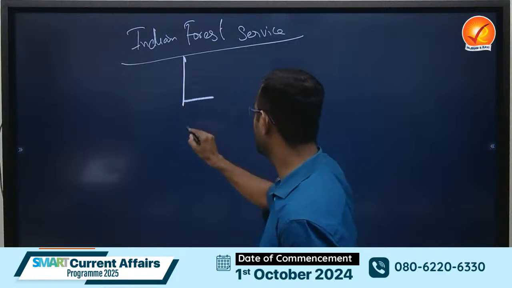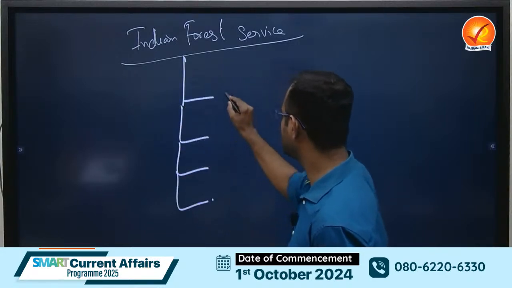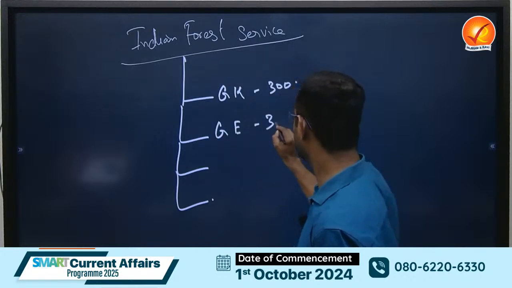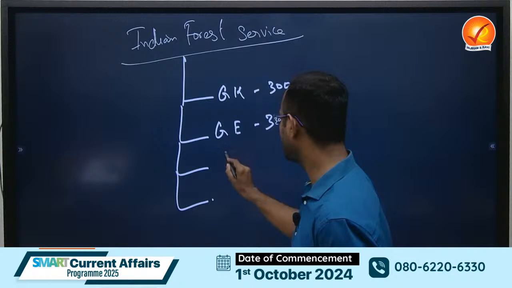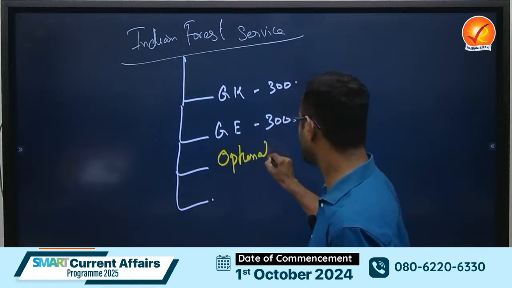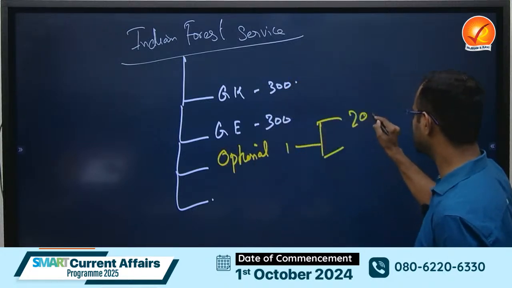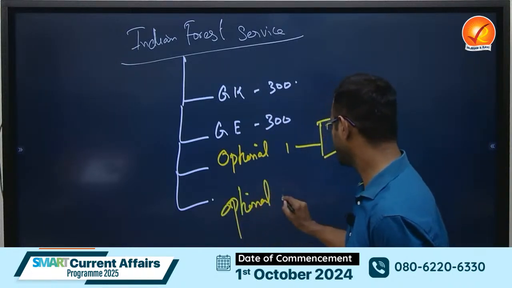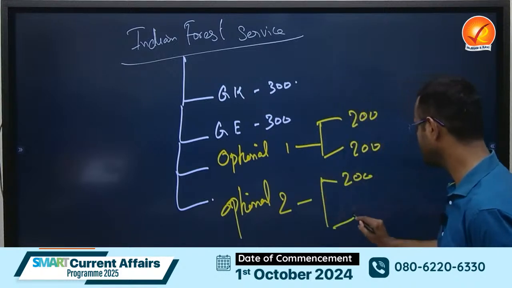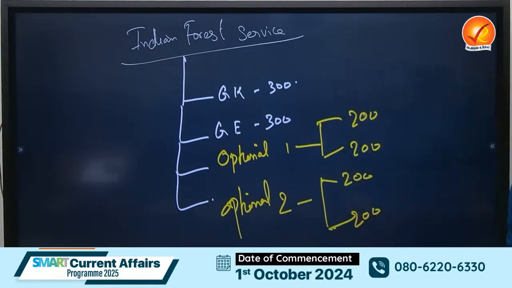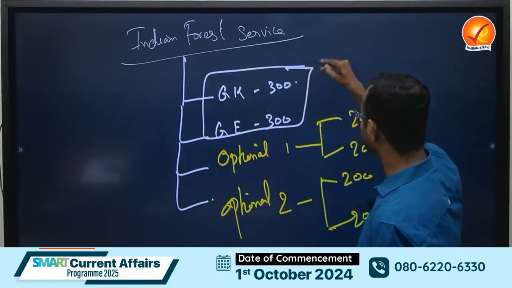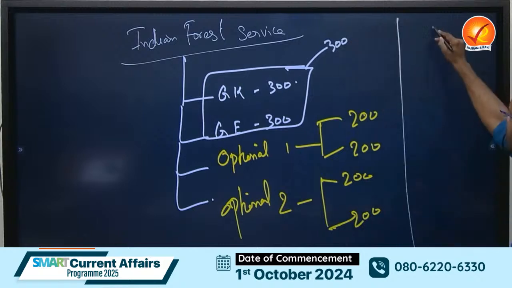But before that, the prelude of it: you have 6 papers. GK is 300, General English is 300, and then you have optional 1, which will have 2 papers, 200 and 200. Again, optional 2, again 200 and 200. So the catch is, in case of these 2 papers, it is 300, whereas you write the civil service examination for 250 marks.